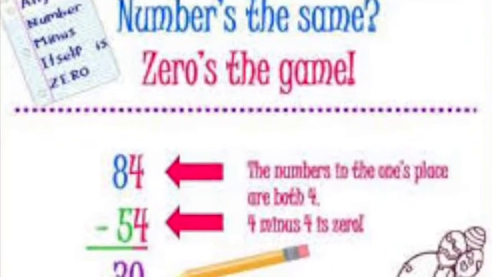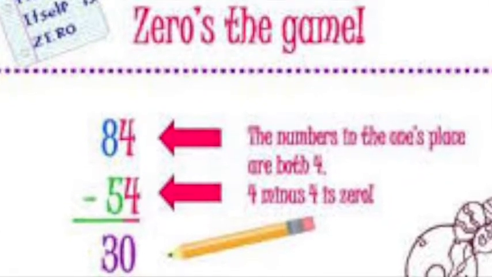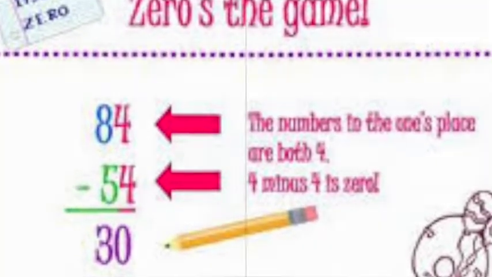But if the number's the same, zero's the game. In my ones place, 4 minus 4 equals 0. Let's try some.